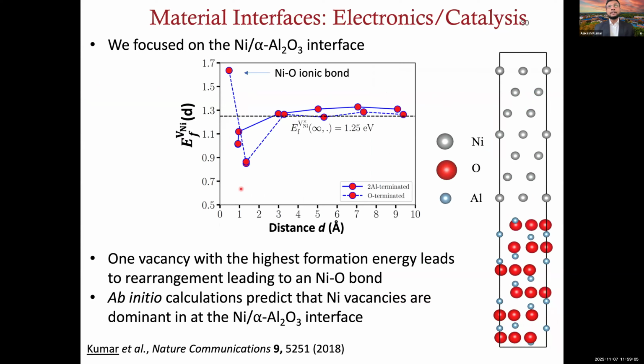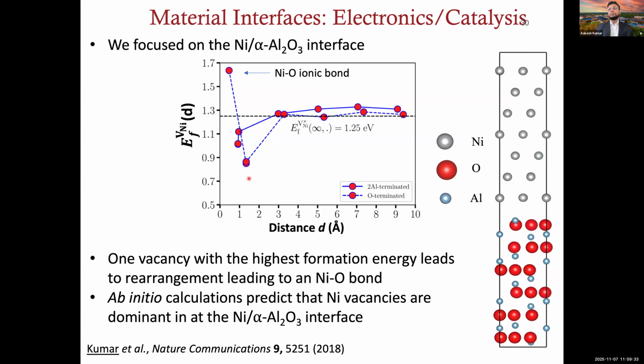So we looked at different defects as well, but here I'm going to just show you the major finding, which suggested that if you're close to the interface, which is this measure here, the distance d, for different types of sapphire terminations, what we observed was that the vacancy formation energy really drops. The only anomaly that we saw was a special case where you had an ionic bond forming between nickel and oxygen. So this was an outlier.